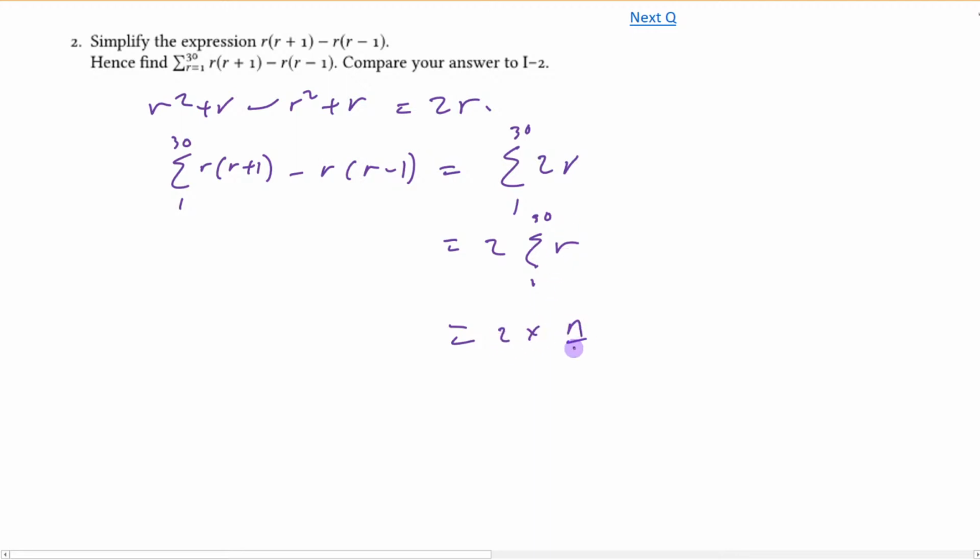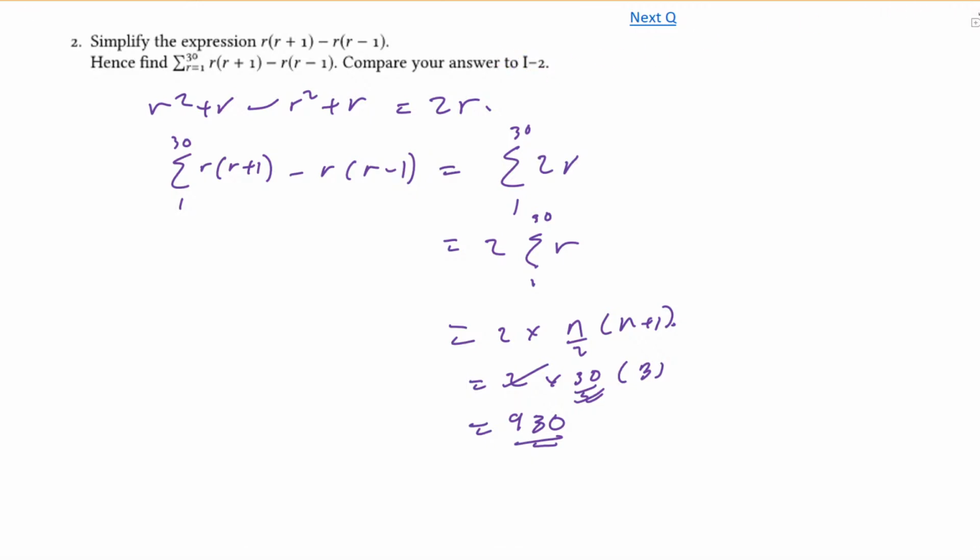We should know that that's just n over 2 times n plus 1, which is just going to be 2 times 30 over 2 times 31. The 2s cancel. 30 times 31 is 930, which is exactly the same as we get in sheet 1 question 2.